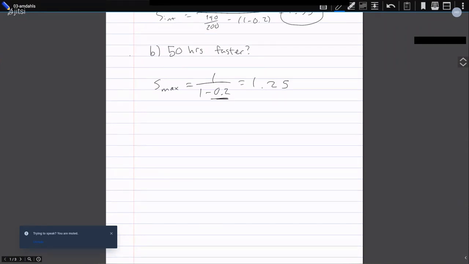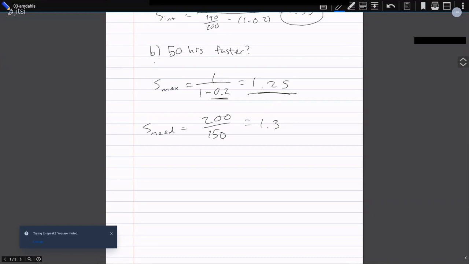But another way of thinking about this is that this is the max speedup that we can get, but the speedup that we need is actually 200 over 150, which comes out to 1.3, I think. And so obviously it's not possible. The max speedup is less than what we need. So this is another way of showing it.